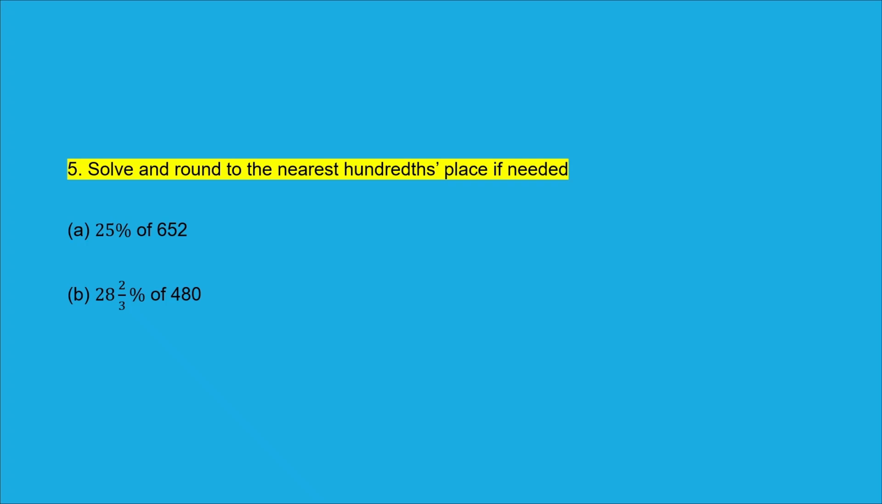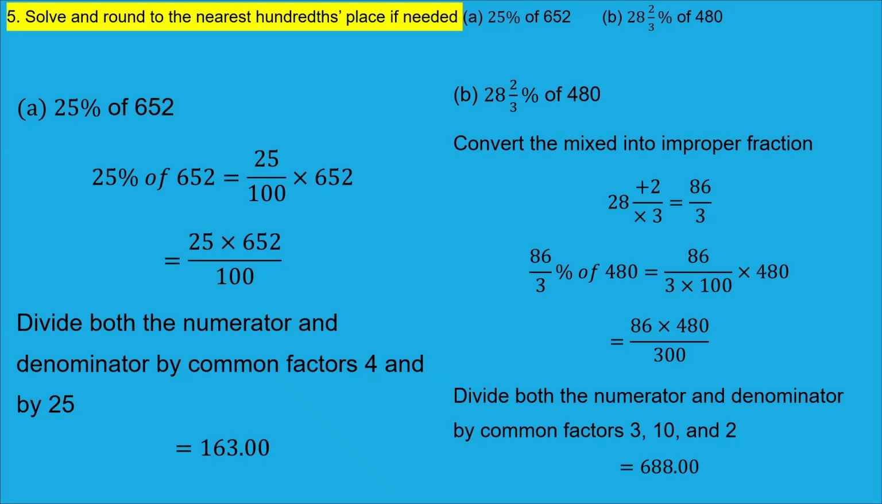How would you solve and round to the nearest 100? A 25% of 652 and B 28 2 over 3 of 480. A percent is always out of 100, so we have 25 over 100 times 652 because of the word of. Then we have 25 times 652 over 100. Divide both numerator and denominator by a common factor 4 and 25 respectively, and we have 163.00 to 2 decimal places.